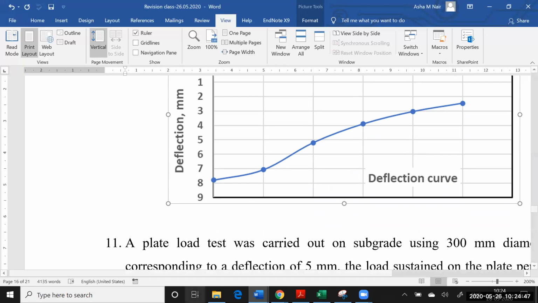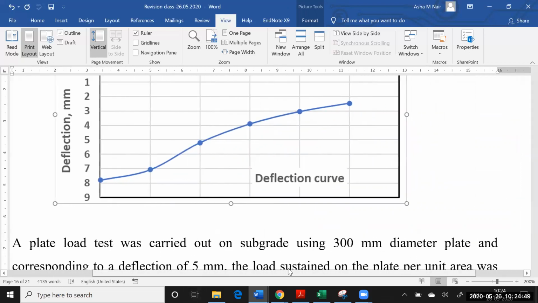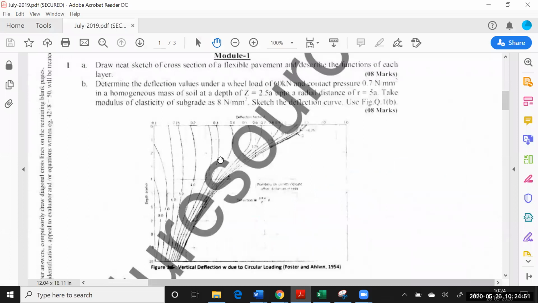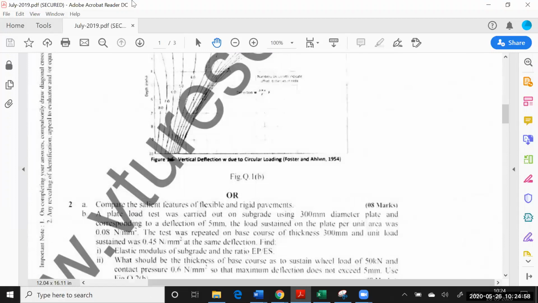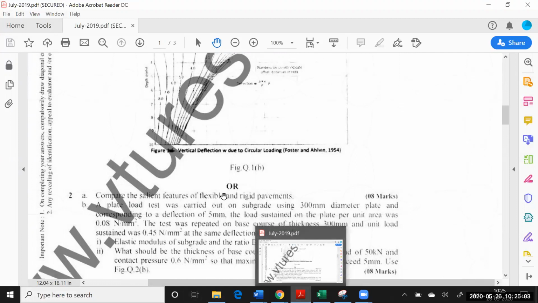Okay. And now I would also like to solve for you the next question of this question paper. This question I've already explained. Now this problem is done, which is for 8 marks. And now compare the salient features of flexible and rigid pavements. So what are the salient features of flexible and rigid pavements?